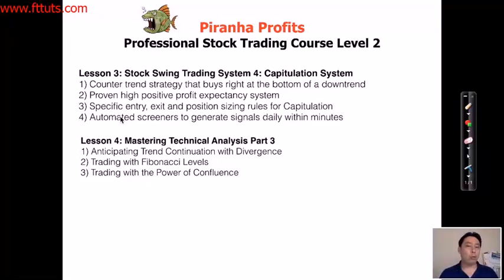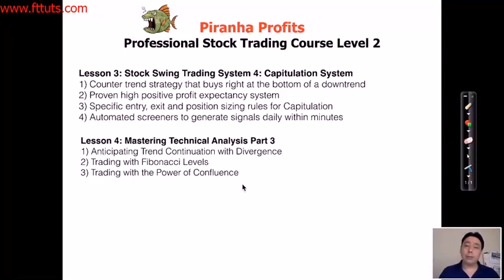In lesson 4 of the level 2 course, you'll be learning Mastering Technical Analysis Part 3. You'll be learning about how to anticipate when a trend will continue through, again, divergence patterns Part 2. You'll learn about how to incorporate Fibonacci levels, retracement and expansion to increase your probability. And one of the most powerful techniques used by professional traders is trading with the power of confluence. Confluence means you're waiting for all technical signals to come together at the same time.